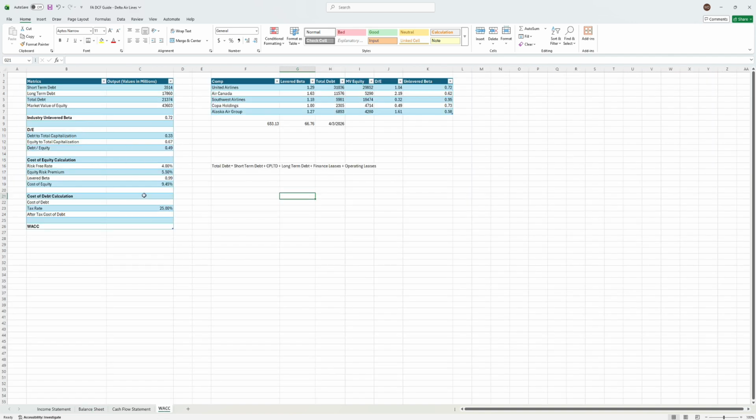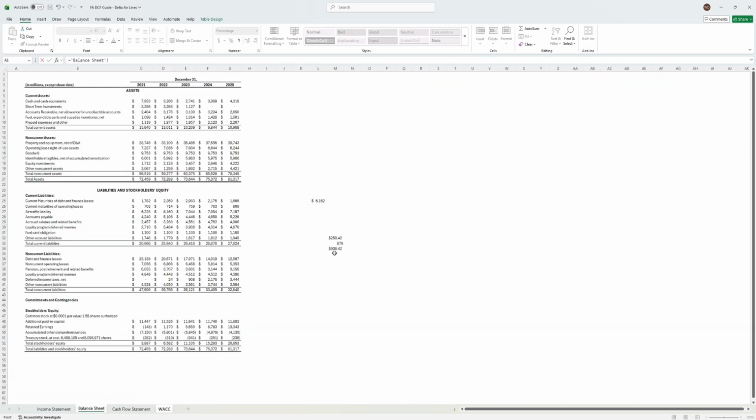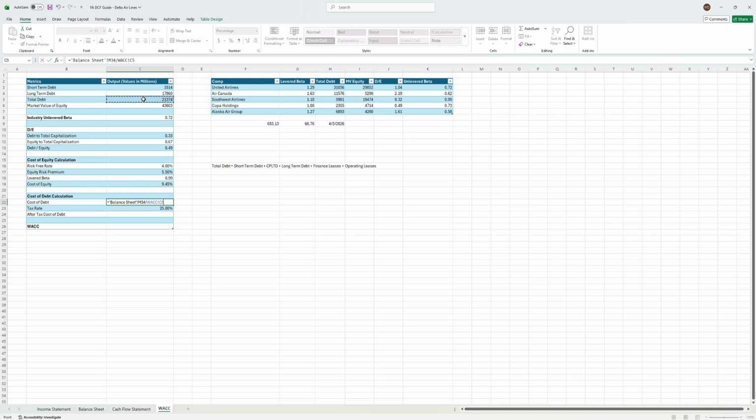So what we'll do here is go to our weighted average cost of capital. We'll go to equals. We'll find our total interest expense that we've calculated, and then we'll divide that by our total debt figure. And that is going to give us a cost of debt percentage. For our after-tax cost of debt, we're then just going to take that cost of debt that we calculated and multiply it by 1 minus our tax rate, and that is going to give us an after-tax cost of debt.